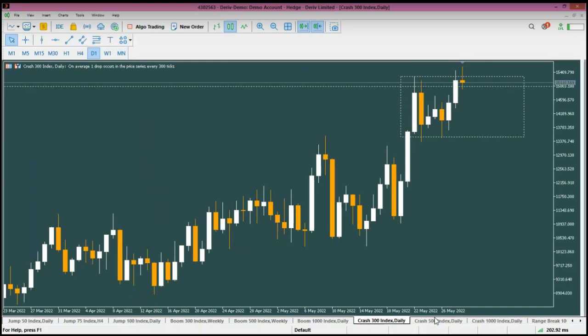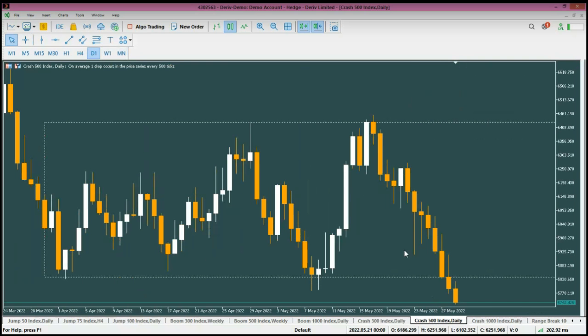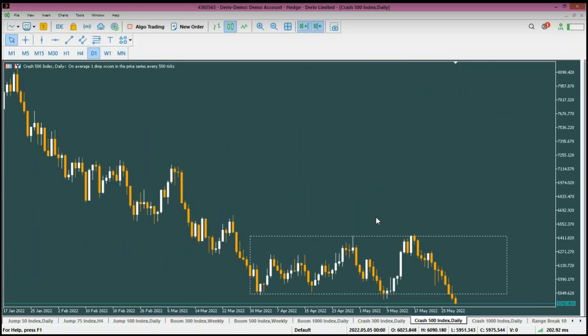But as for Crash 500, can you see on your screen that this one is a support zone, a demand zone? For now, it seems like it has been broken, but it's not yet confirmed. I can only wait for tomorrow for this daily chart candlestick to confirm that it is clearly broken, so that we can now join the trend.